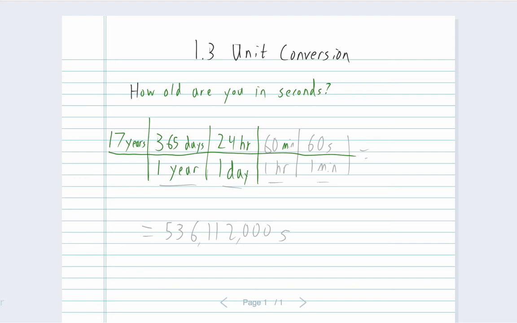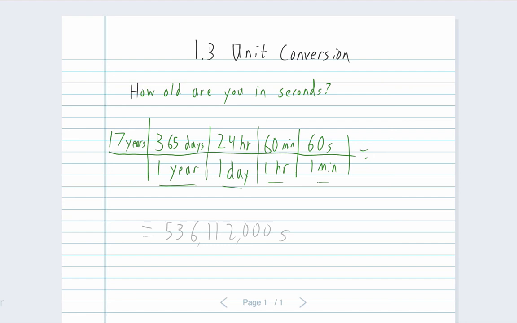We're left with hours. Next one you probably know is there's 60 minutes in 1 hour. And then last of all, there's 60 seconds in 1 minute. So this problem ended up being pretty easy because all of the ones are on the bottom, so we don't have to worry about that too much. So basically we're just going to times across. So we're going to take 17 times 365 times 24 times 60 times 60, and that will tell us how old we are in seconds.